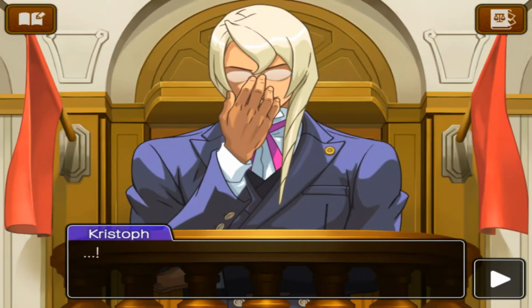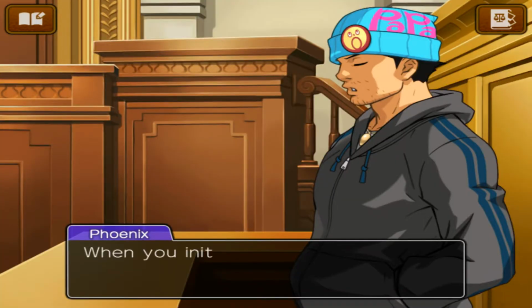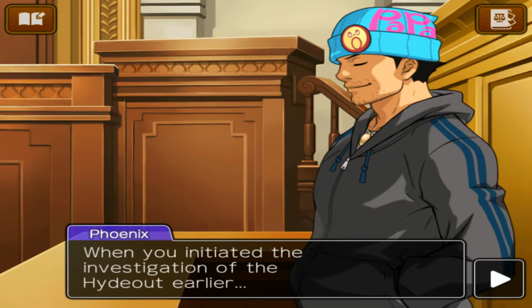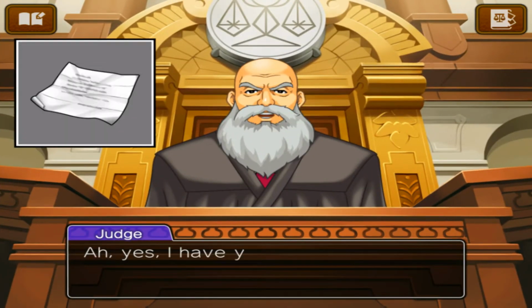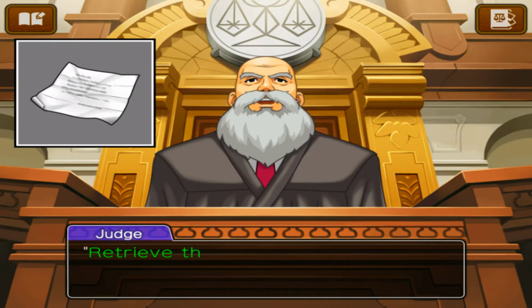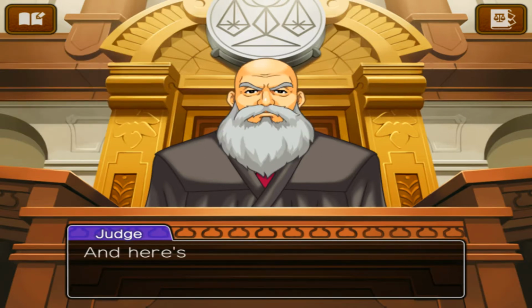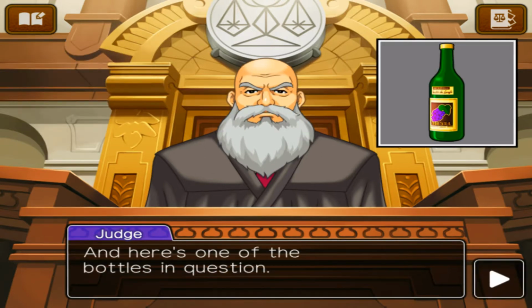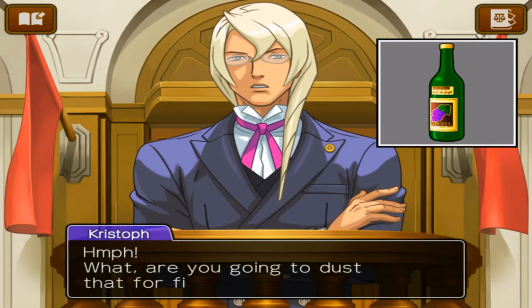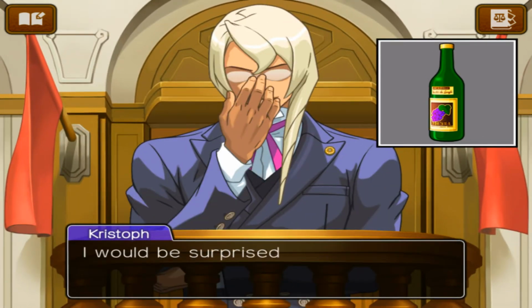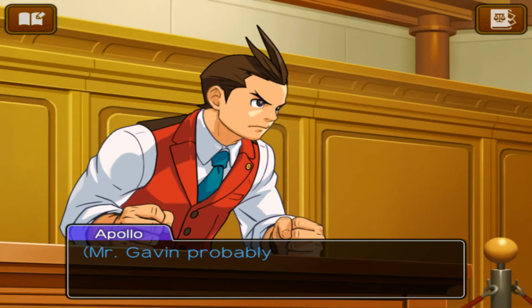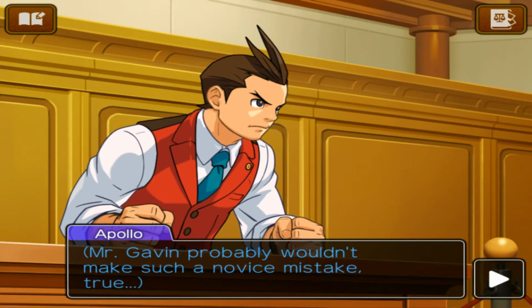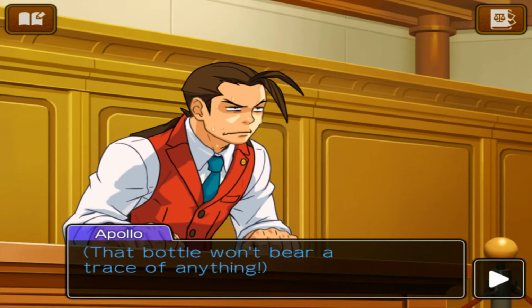I wouldn't be so sure about that. Your Honor, when you initiated the investigation of the hideout earlier, do you recall I requested an additional investigation? Ah, yes. I have your memo about that here. Retrieve the bottles from under the piano at the Borscht Ball Club. And here's one of the bottles in question. What, are you going to dust that for fingerprints too? I would be surprised if any were on that, but his. Miss Gavin probably wouldn't make such an obvious mistake, true. That bottle won't bear a trace of anything.